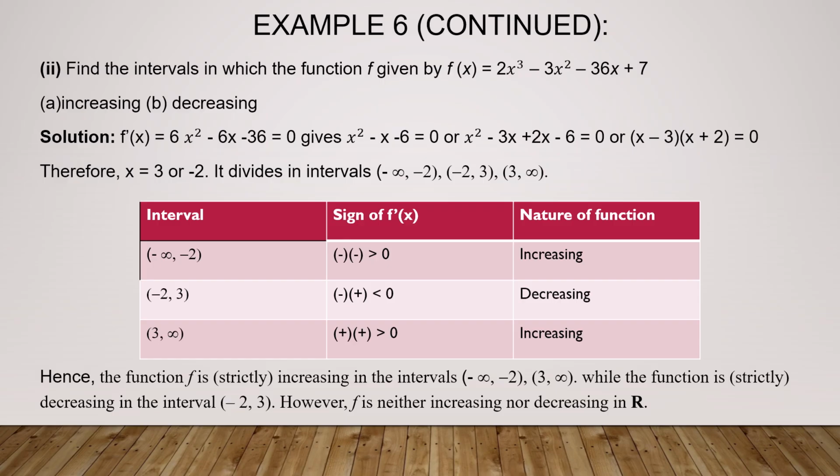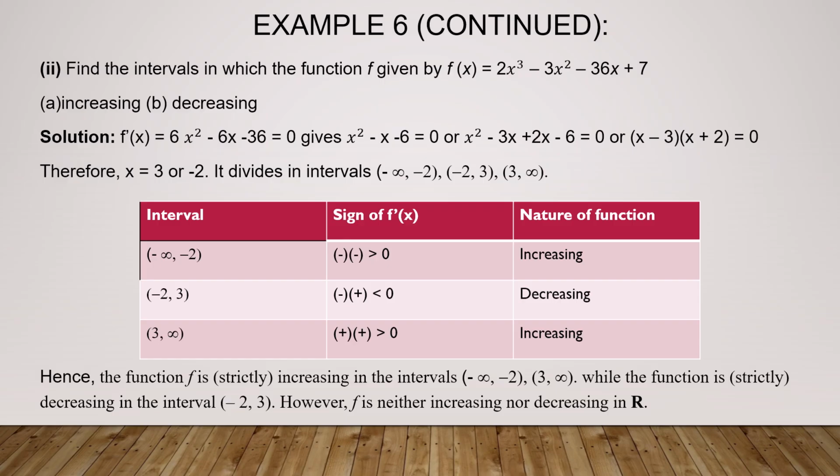So f dash of x is 6x square minus 6x minus 36, or when you simplify it and solve the quadratic equation, it gives you x minus 3 into x plus 2 equal to 0. So you are having two values, x is equal to 3 or x is equal to minus 2. These two values of x divide the whole interval into three different intervals. Means it divides R into three different intervals: minus infinity to minus 2, minus 2 to 3 and 3 to infinity. In all of these three intervals you need to check the sign of f dash of x.